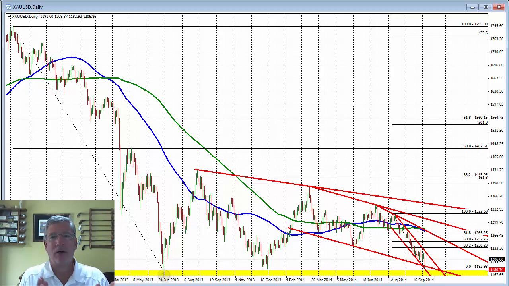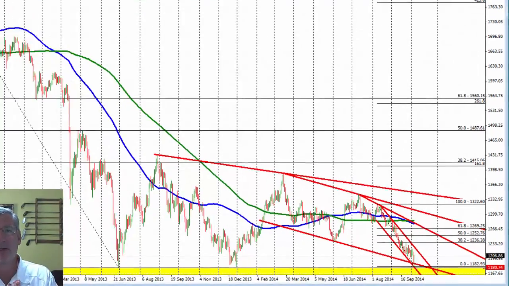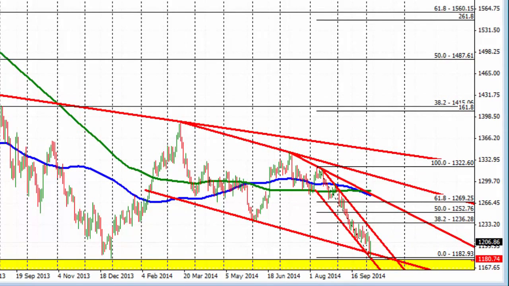They're spread apart, 6 months, maybe 9 months apart for the other one. And so that is a significant development from a technical perspective. We're off those lows. We're trading at 1206.86 at the moment, a good 26 or so dollars off of that low.